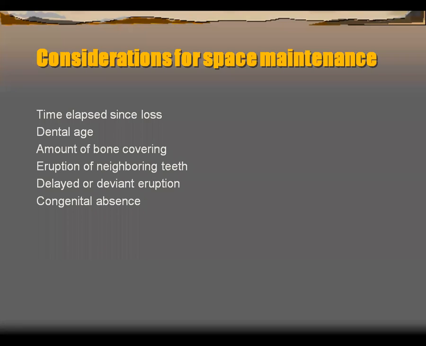And the eruption of neighboring teeth, delayed or deviated eruption, and congenital absence. These factors are to be considered before giving any space maintainer. Yeah, these are important things. For this, there may be a question in your final year theory exam. That is, what are the factors to be considered before giving any space maintainer? Okay.